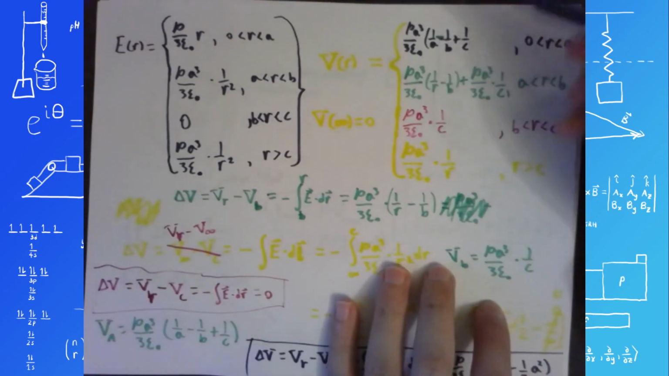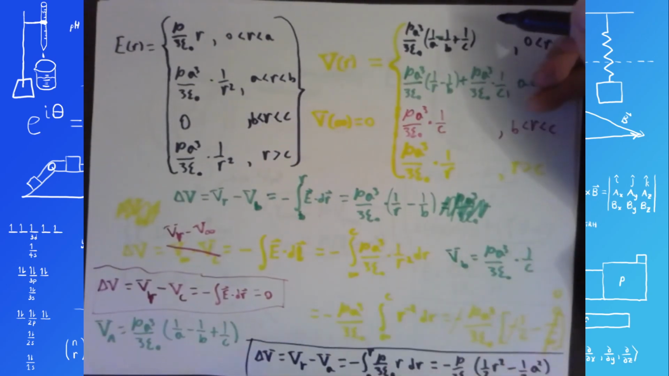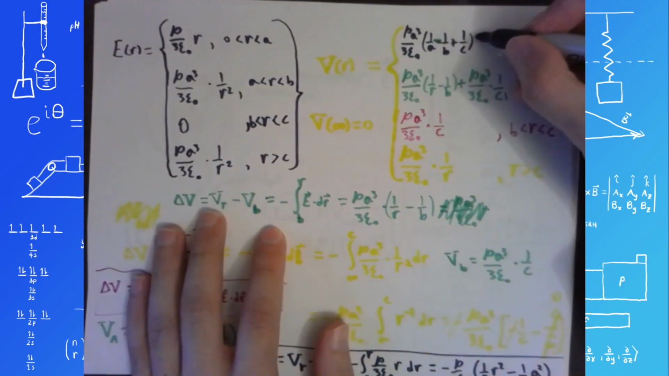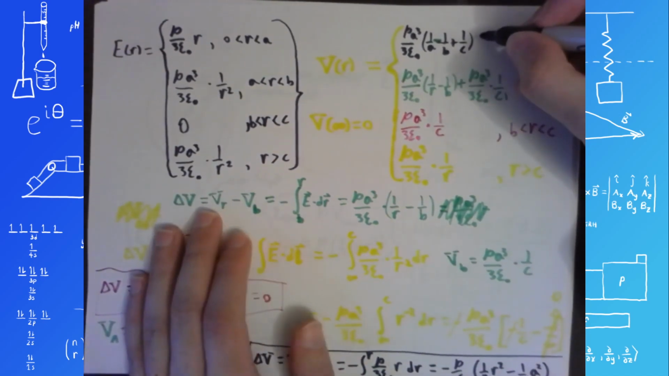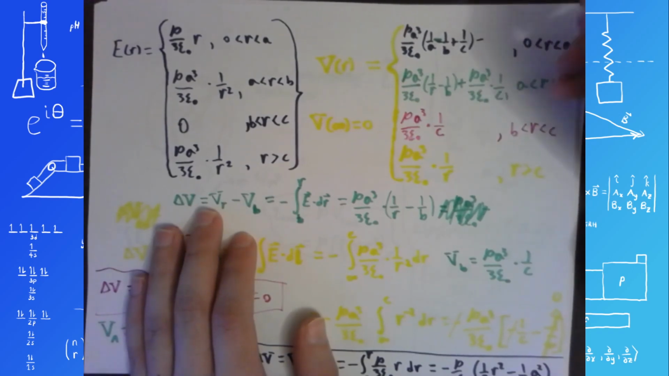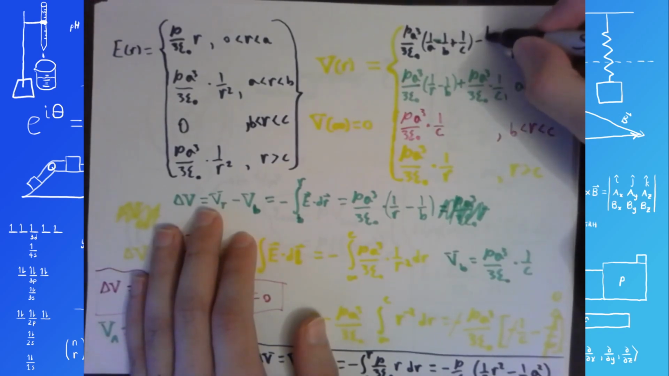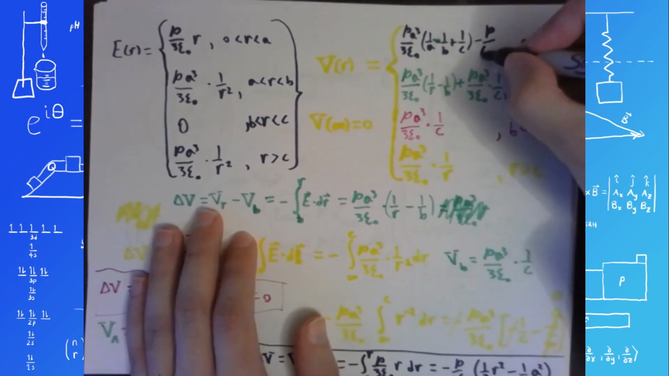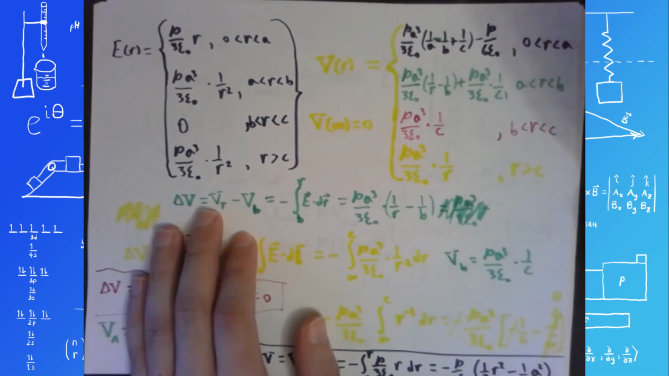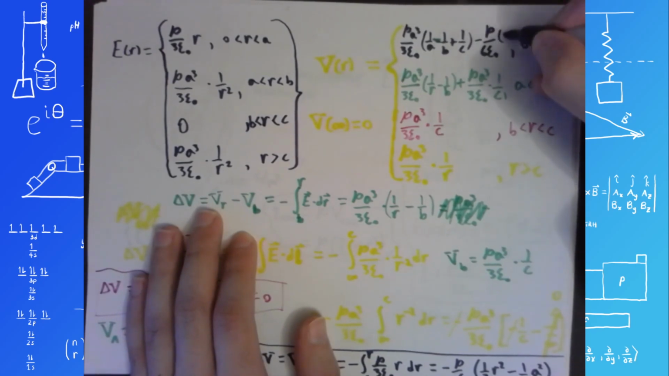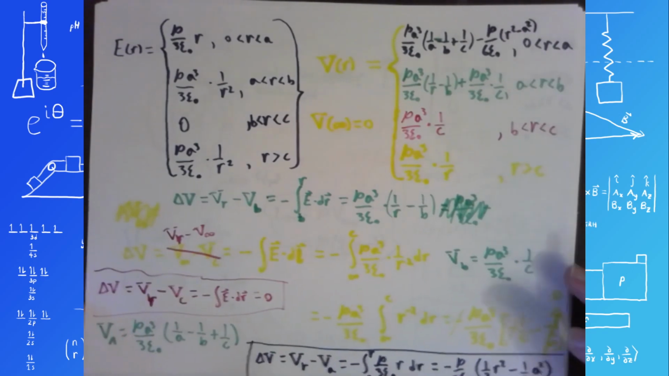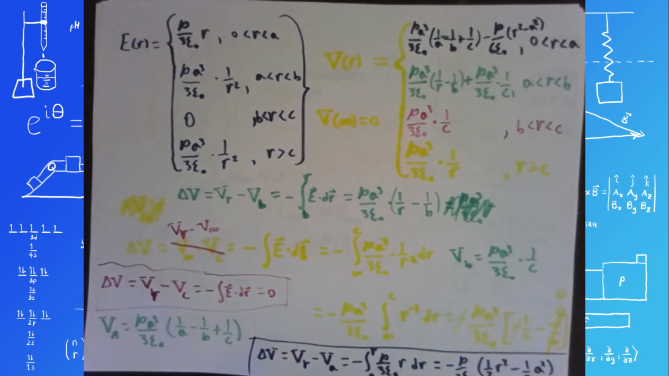1 over A minus 1 over B plus 1 over C, that's VA, added to this. So minus, and then rho over, I'm going to factor out the 1/2, so rho over 6 epsilon naught, and then R squared minus A squared. Yeah, very hideous.